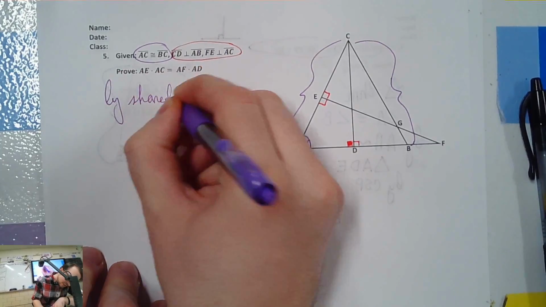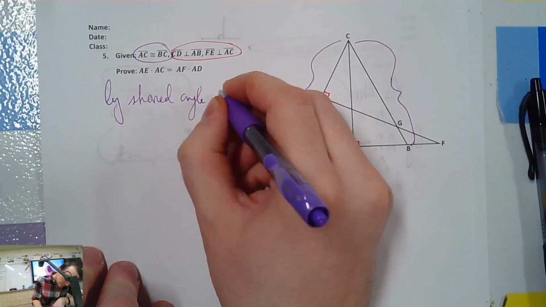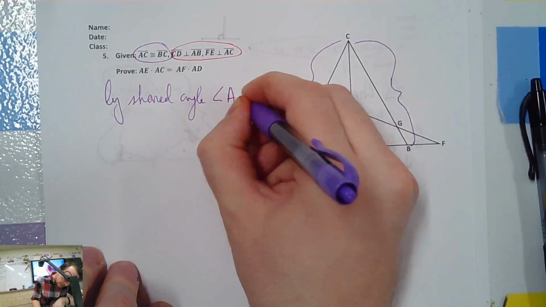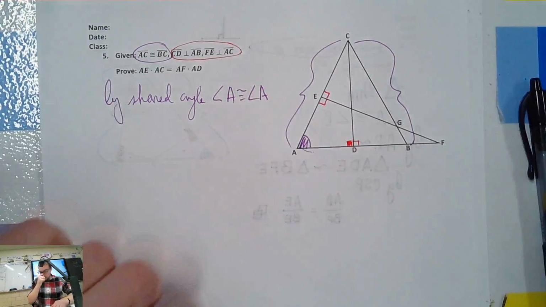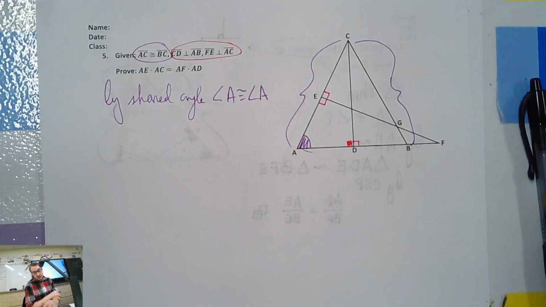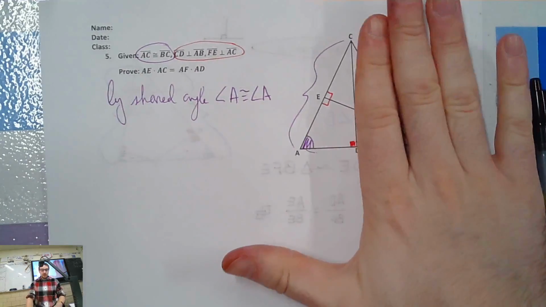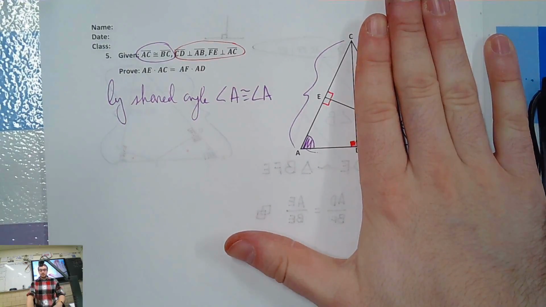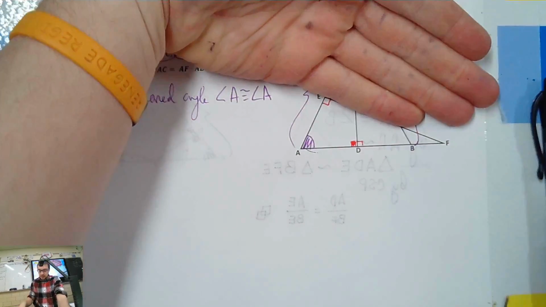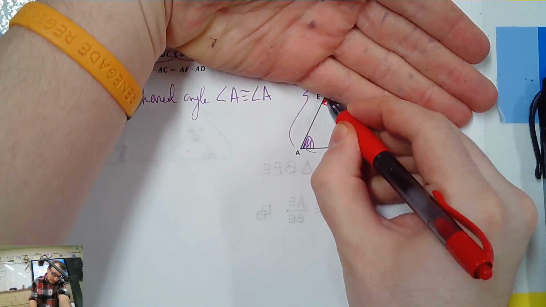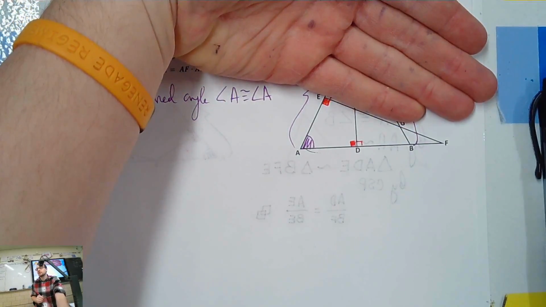You didn't even need that, did you? Angle A is congruent to angle A. So we've talked about angle A, and then we were given the 90s for free. So now we have a purple angle and a 90 in this triangle, and a purple angle and a 90 in this triangle. So by AA, they're similar.